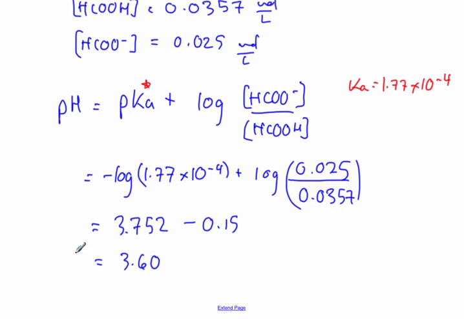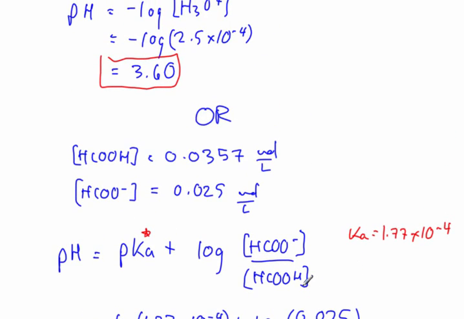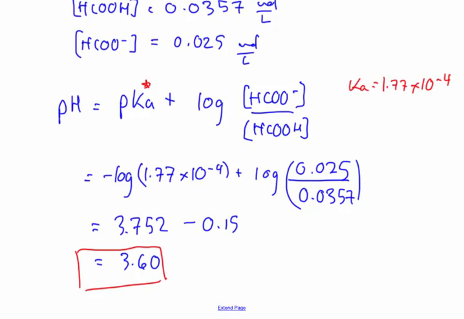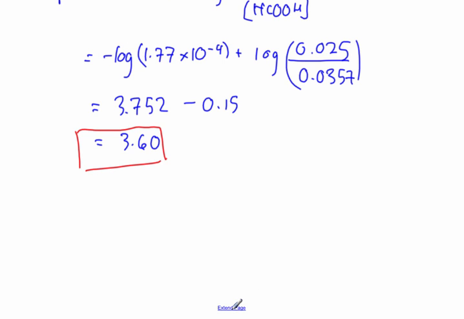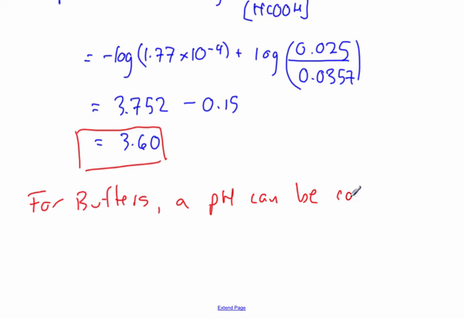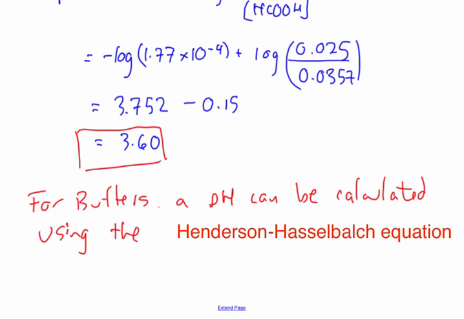which not surprisingly, is the same as we achieved when we did it the long method using a completed ice table and everything. So as I said, the pH of a buffer can be calculated using this Henderson-Hasselbalch equation. So it is in your best interest to remember that equation.